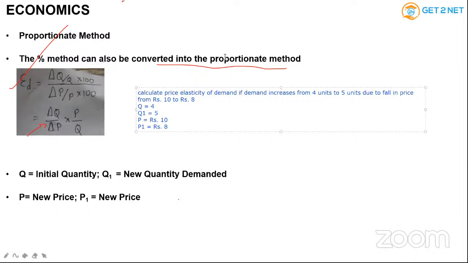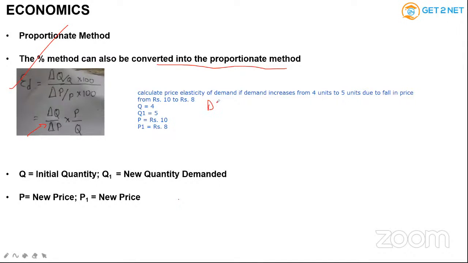So what will be your price elasticity of demand? ED will be equal to change in quantity divided by change in price into price by quantity. Find out first the change in quantity. What will you find first? Change in quantity. So what is change in quantity?